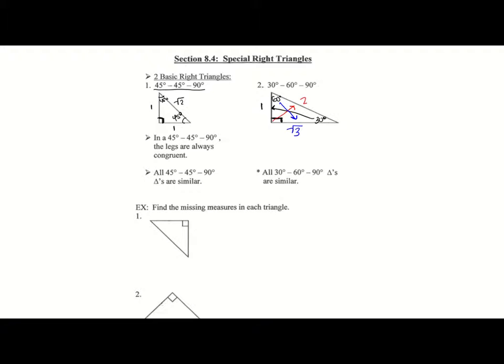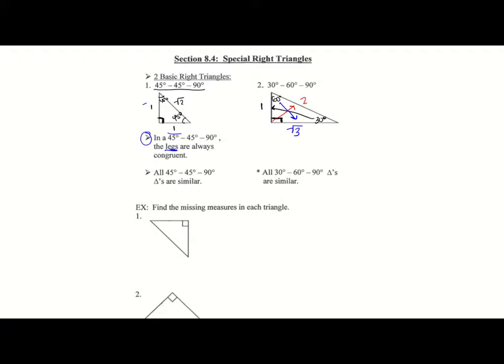So when we have a 45-45-90 degree triangle, there are a few facts. The first one is that all of the legs are always congruent. So that means that our legs here are congruent. We have 1 and 1.